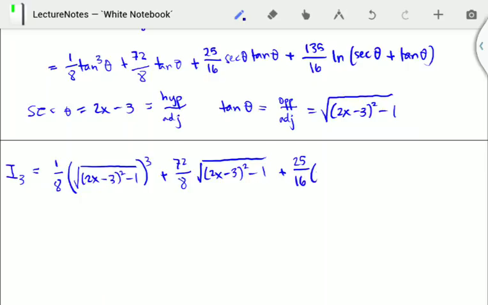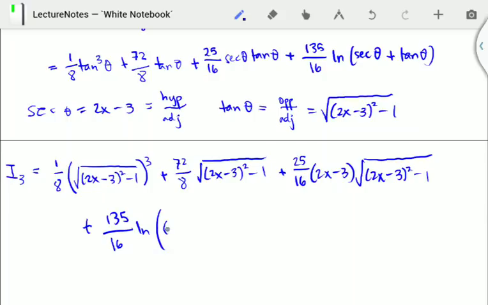What is secant? 2x minus 3. What is tan? Square root of 2x minus 3 squared minus 1. Okay? So 1, 2, 3, 1, 2, 3. So we're now in the fourth term, plus 135 over 16 ln of, what is sec? 2x minus 3 plus, what is tan? Square root of 2x minus 3 squared minus 1. Of course, everything here will be evaluated from 0 to 1.